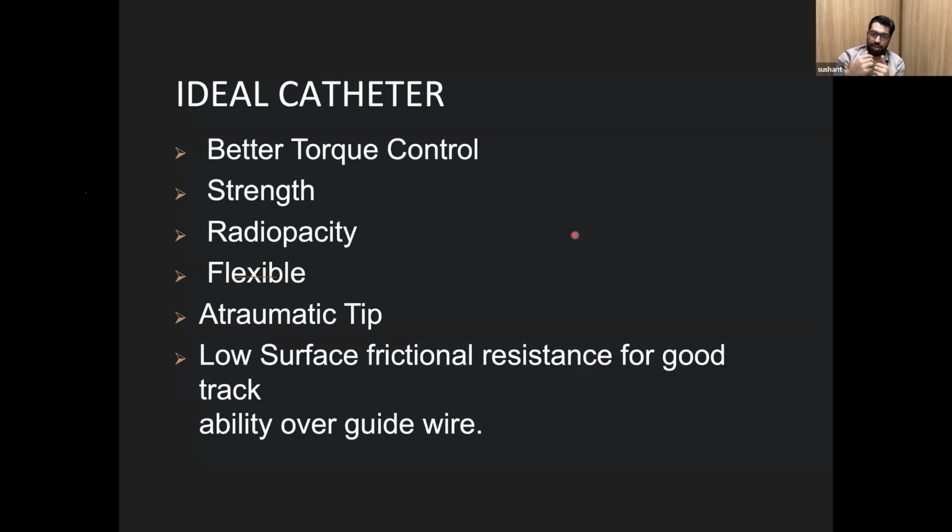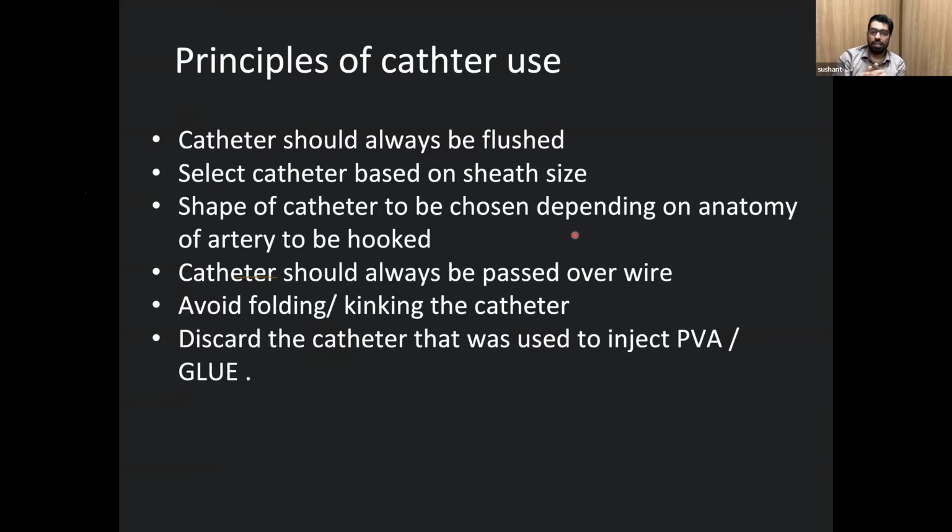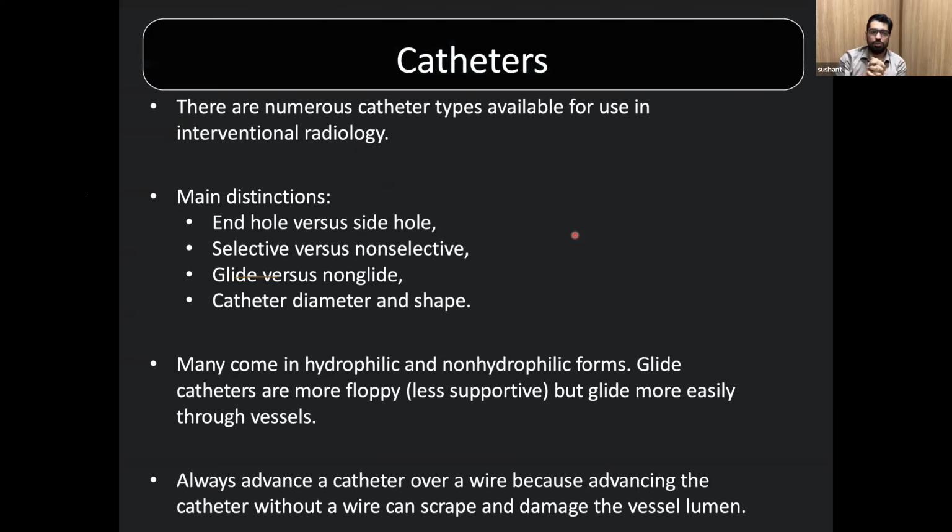So what is the ideal catheter? An ideal catheter has better torque control, good strength, good radio-opacity, is very flexible, has an atraumatic tip, and has low surface frictional resistance for good trackability. The catheter should always be flushed, and selected based on the sheath size. The shape of the catheter is chosen based on the anatomy of the artery to be hooked. The catheter should always be passed over the wire. These maneuver wires guide the catheter and avoid kinking of the catheter. And the catheter should be discarded if there is any obstruction due to previous use.